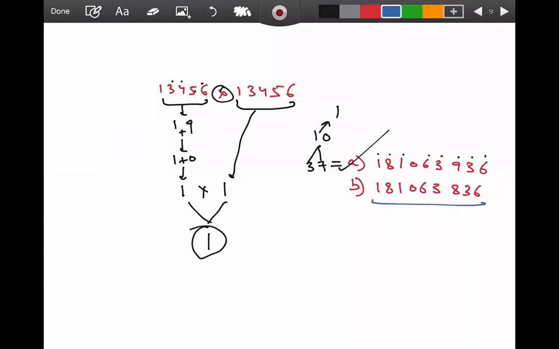अगर इसको add करोगे, 6 plus 3, 9 plus 8, 17 plus 3, 20, 26, 27, 28 and 8, 36. 3 plus 6 gives us 9. We need 1. Eliminate.